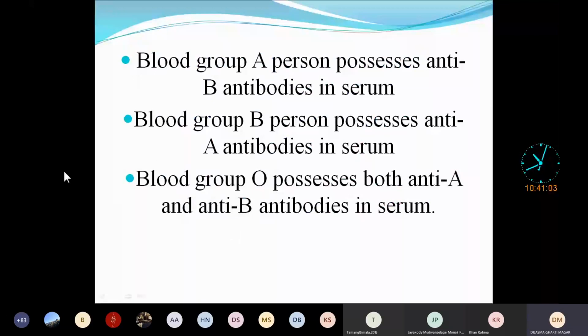Now, in the ABO blood group system, you see on this slide, a blood group A person possesses the anti-B antibodies in the serum or in the plasma. Serum and then the plasma. Do you know the meaning of serum and plasma? Plasma minus clotting factors. Okay, serum means?